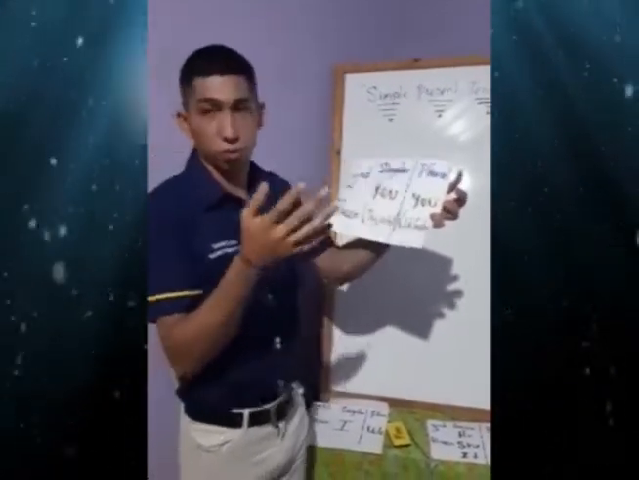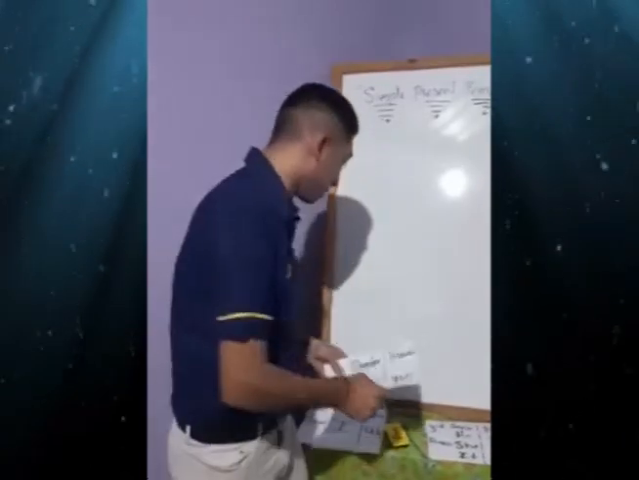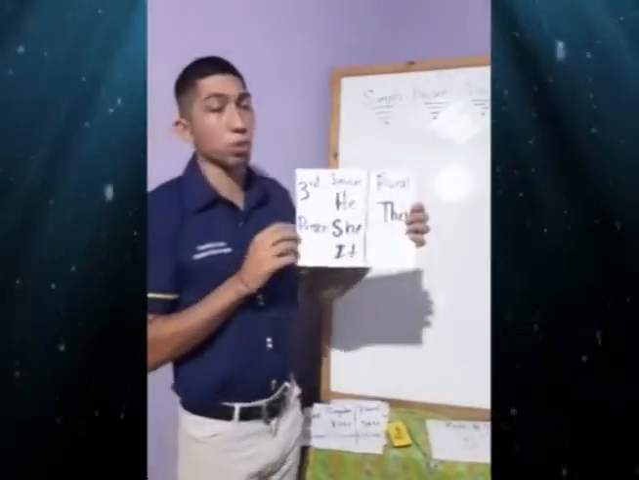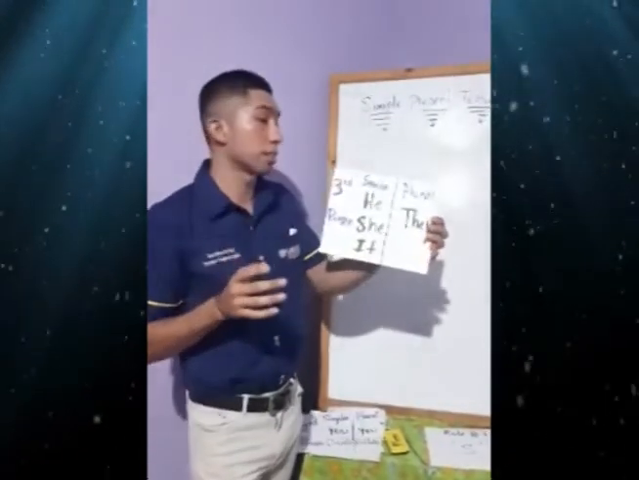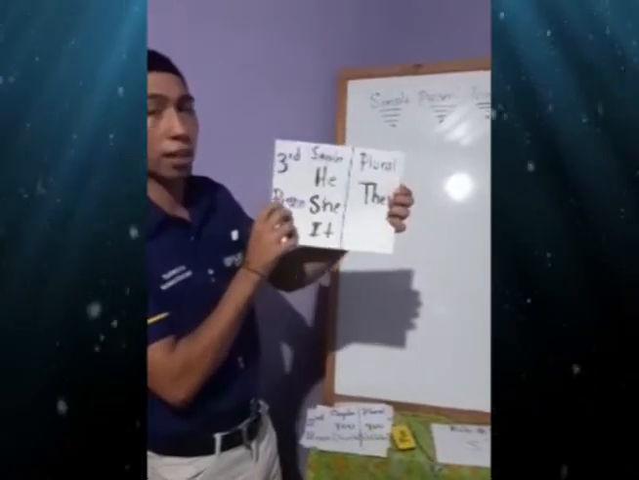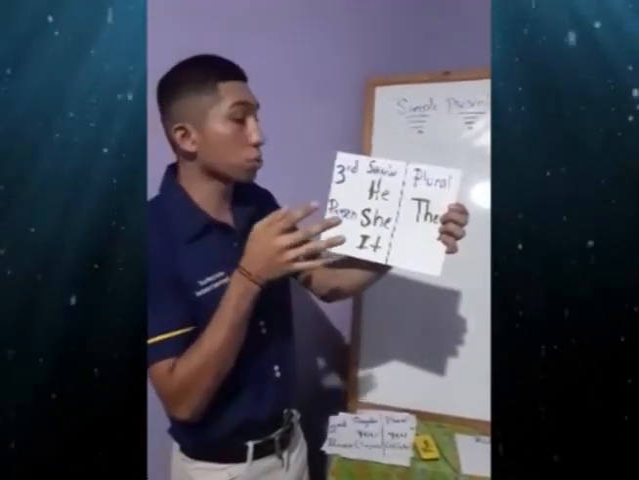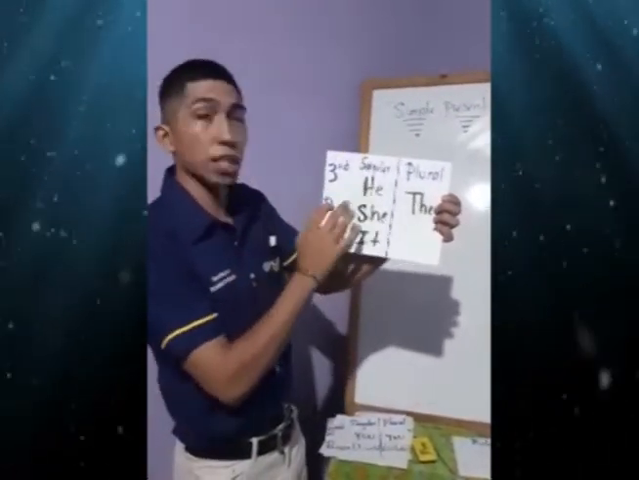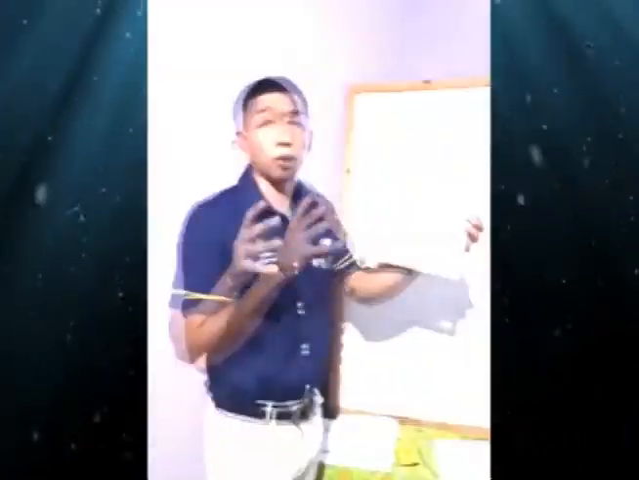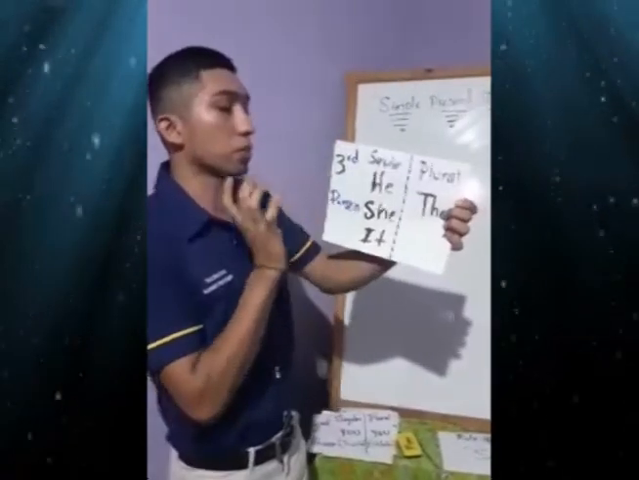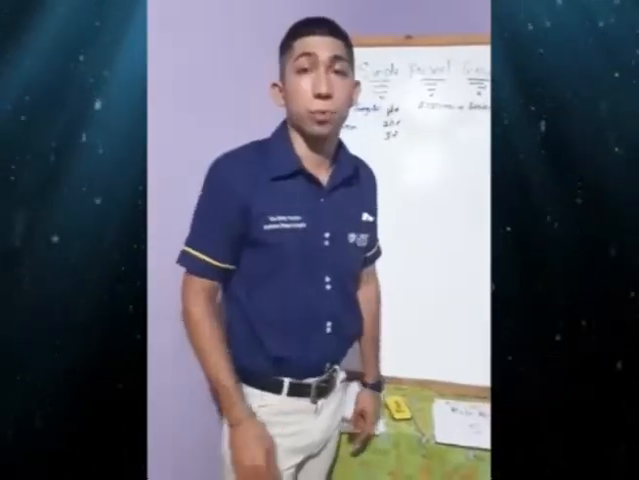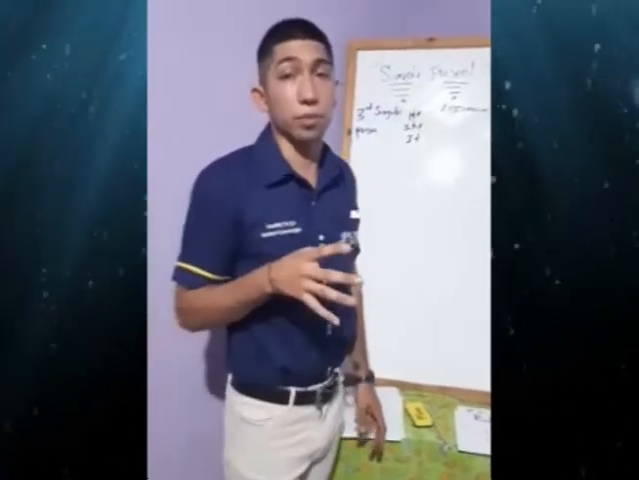For the second person, singular and plural, we have you, because you means tú or usted, and you means ustedes. And the most important is the third person singular that we use today. It's he, she, and it, and the plural is they, but focus on the third person singular. Well, I'm going to explain the first rule.